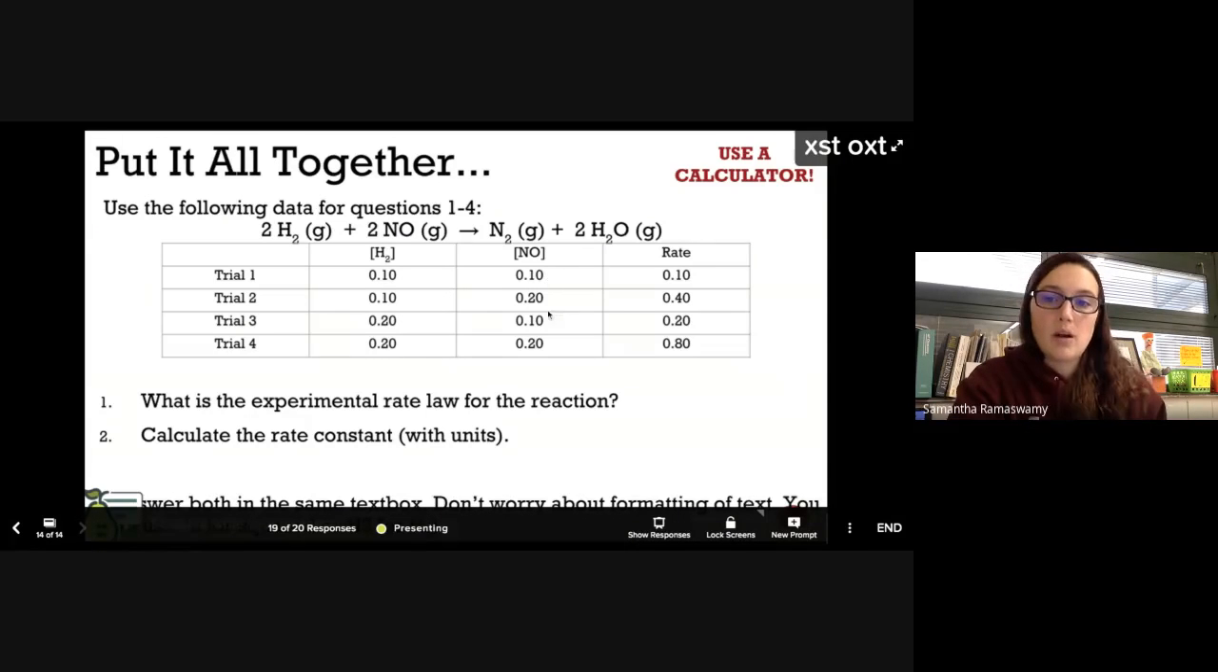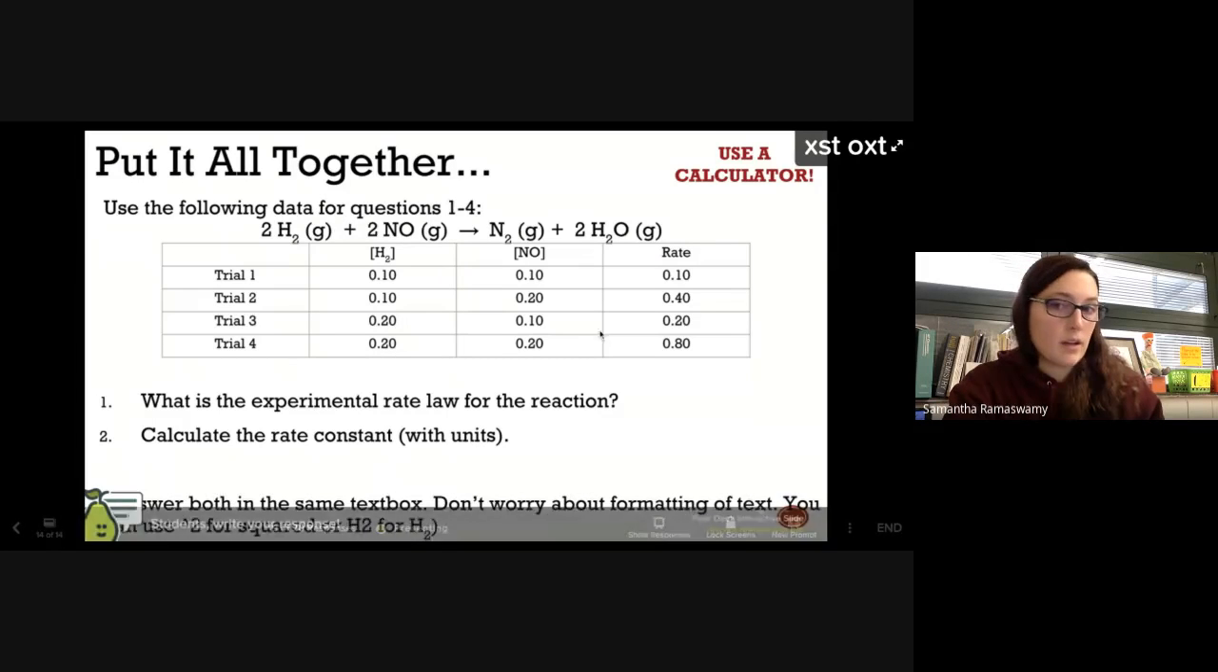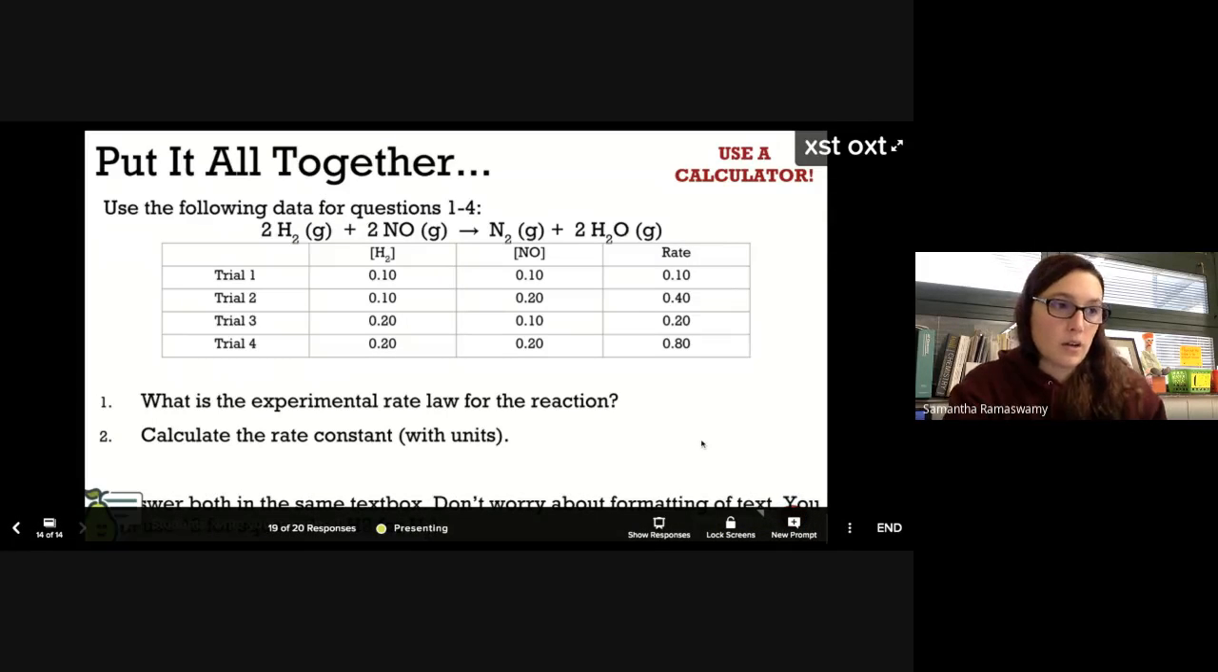We look at NO changing while H2 stays constant from 1 to 2. As NO doubles, the rate quadruples. So as NO is multiplied by 2, the rate is multiplied by 4. That's second order. So H2 is first order. NO is second order.